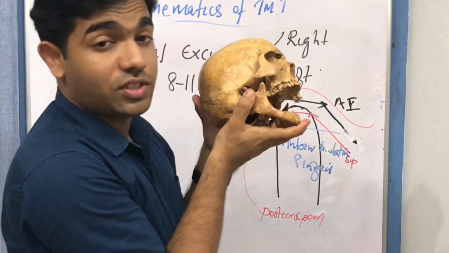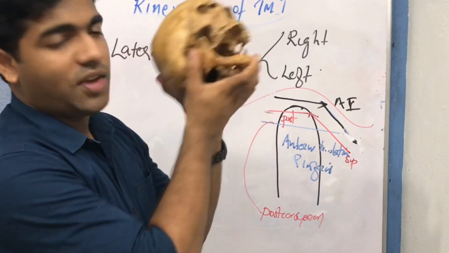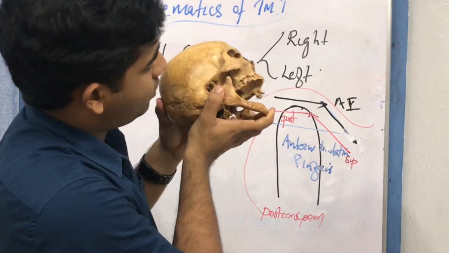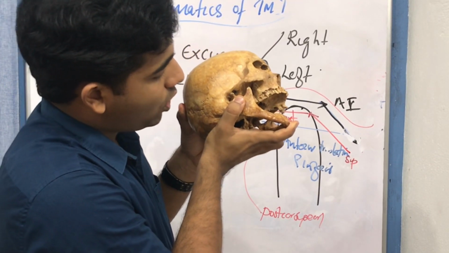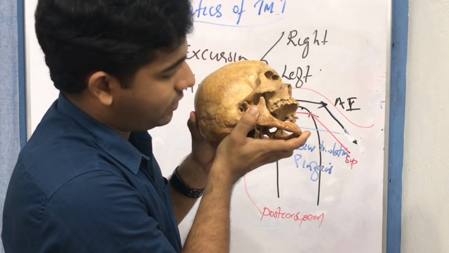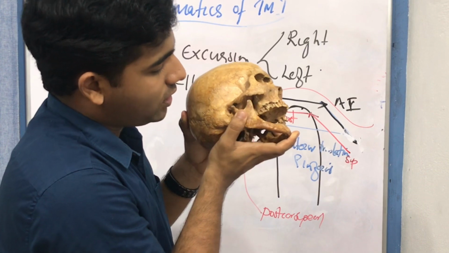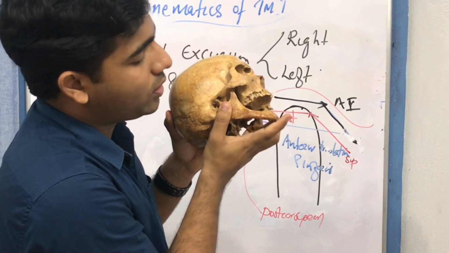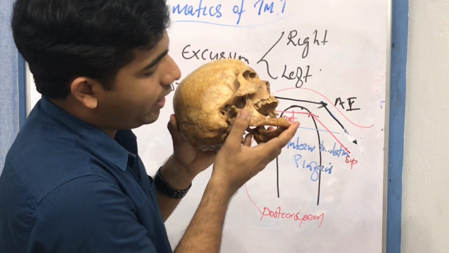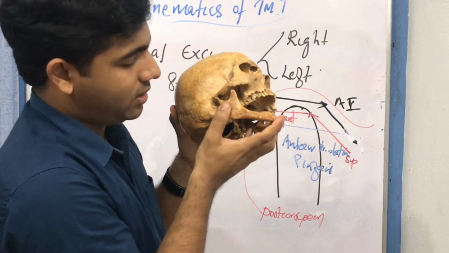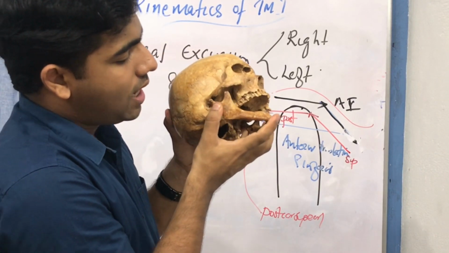For example, your left side is going for excursion. So the left side is rotation. But what should happen to the right side? The right side should go for an anterior translation. If this is accompanied, then look at my index finger, it will move away. It will go for the lateral translation. If this is also rotating, it will not have the movement.